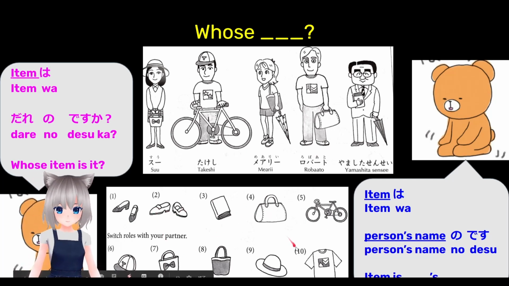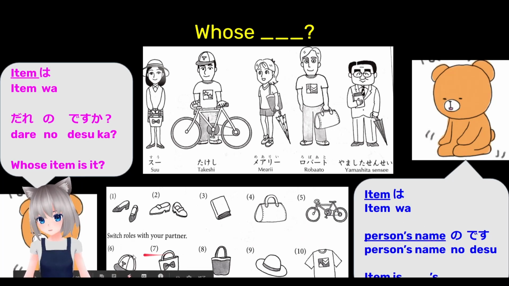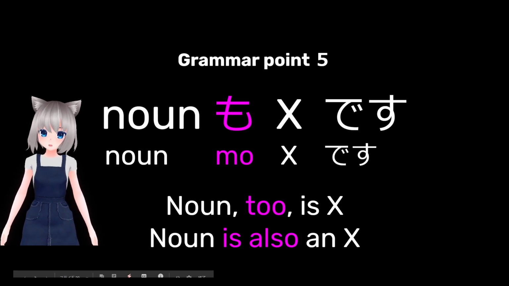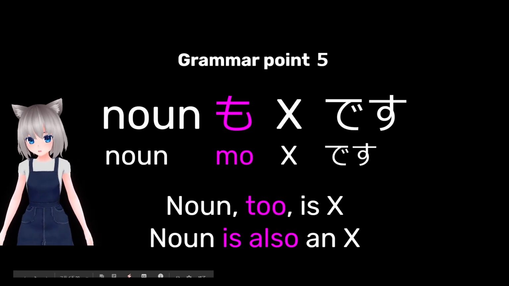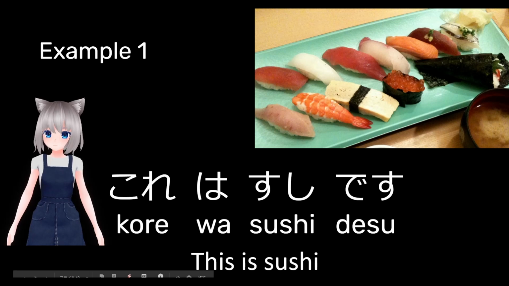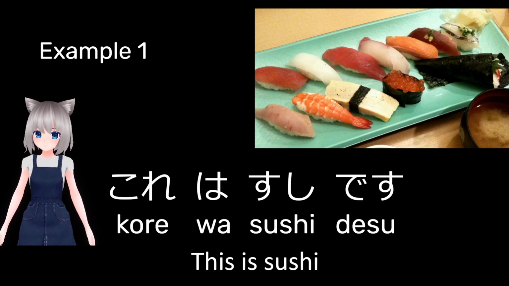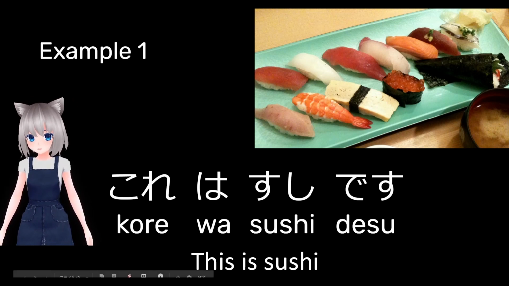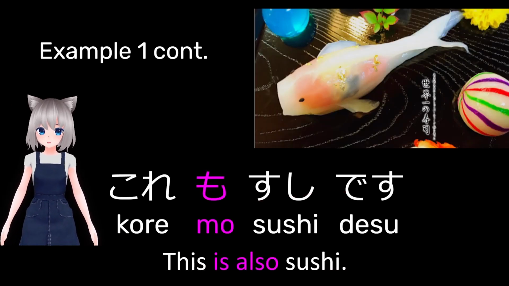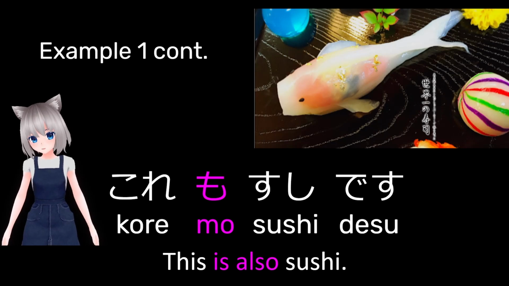Remembering all the item names in Japanese and person's の です. It belongs to the person. We also learned も X です, which means it's also an X. For example, これは寿司です。This is sushi. Looks delicious. Getting hungry. これも寿司です。Isn't this a beautiful sushi? This is also a crafted sushi.